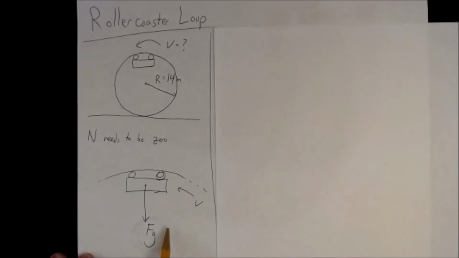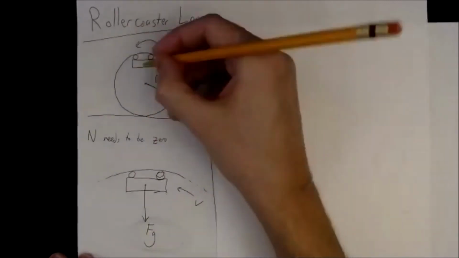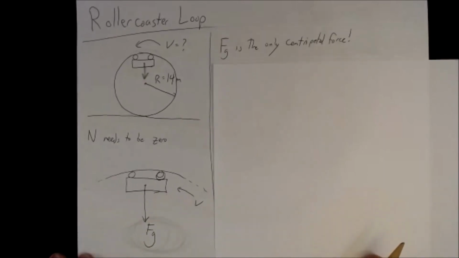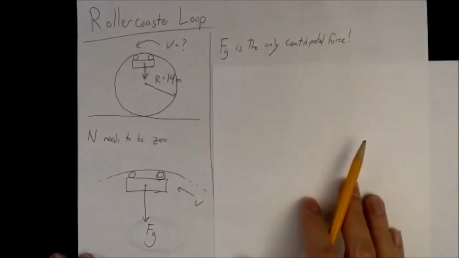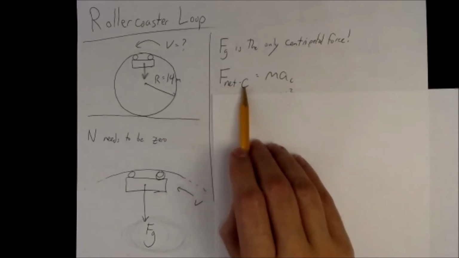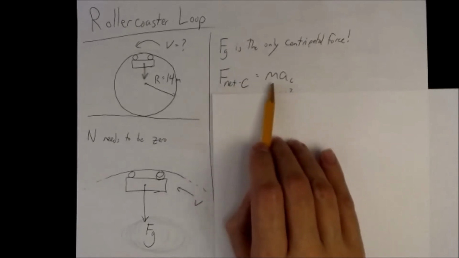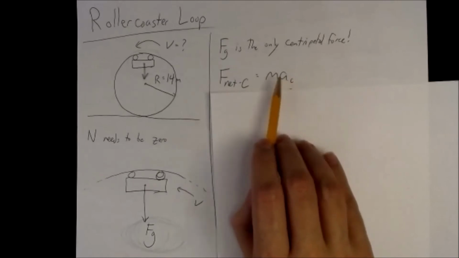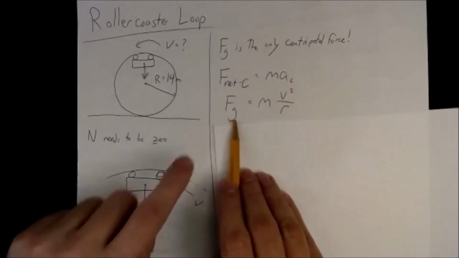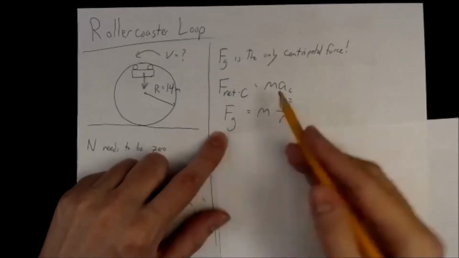Therefore, look at this. The centripetal force is gravity. Gravity points towards the center. Gravity is our centripetal force on a roller coaster loop. Gravity is the only centripetal force. So I can pull out this equation again. F net c, the net centripetal force, is equal to the mass times the centripetal acceleration. I'm going to have the force of gravity be a positive number here.